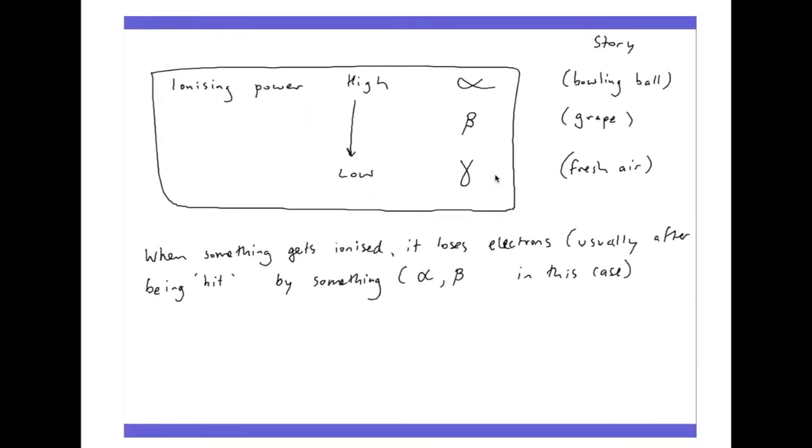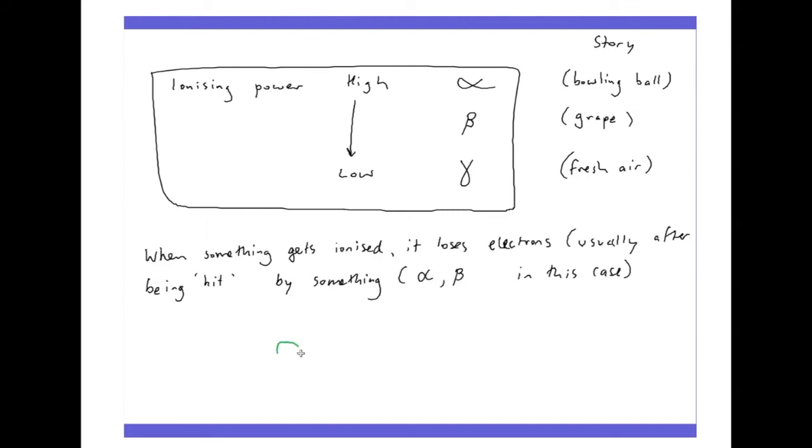Right, and finally, the ionizing power. So that was penetrating power, and now I'm telling you about ionizing power. Alpha is very ionizing, beta has medium ionizing power, and gamma is the lowest. Now, what do I mean by ionizing power? Well, when something gets ionized, it loses electrons, usually after being hit by something, so usually an alpha, beta or gamma.